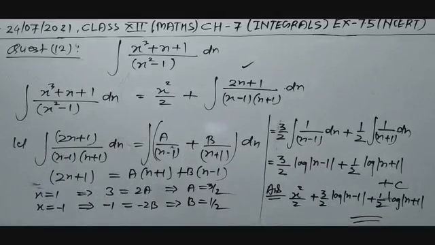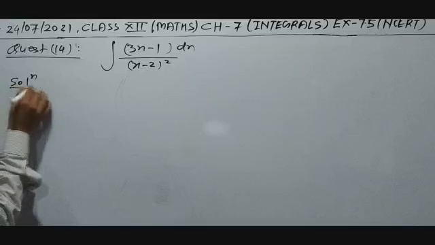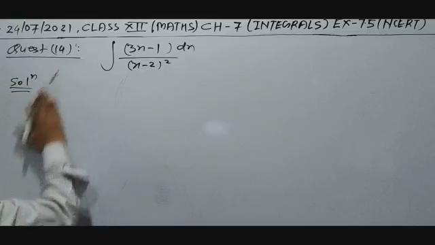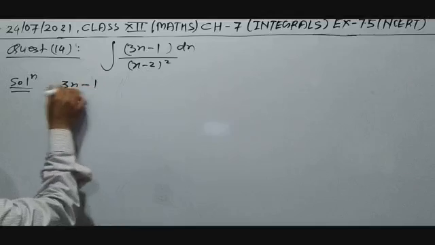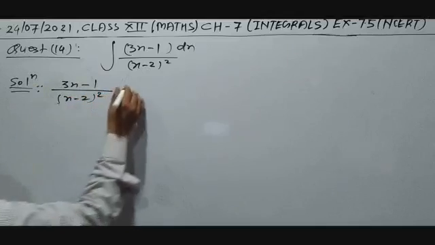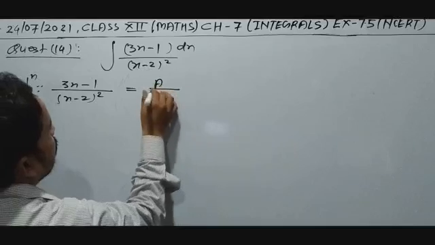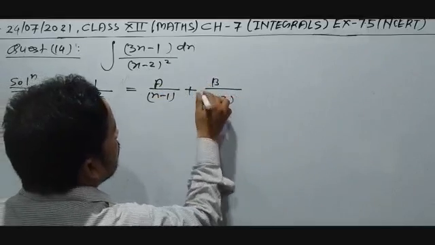Now come to question number 13. Question number 13 is the same as question number 11. You can do it yourself. So come to question number 14. Question number 14 is the integration of (3x minus 1) whole upon (x minus 2) whole square. First of all, write the fraction which I have to integrate: 3x minus 1 whole upon (x minus 2) whole square. Now this one we can write as a upon x minus 2 plus b upon (x minus 2) whole square.